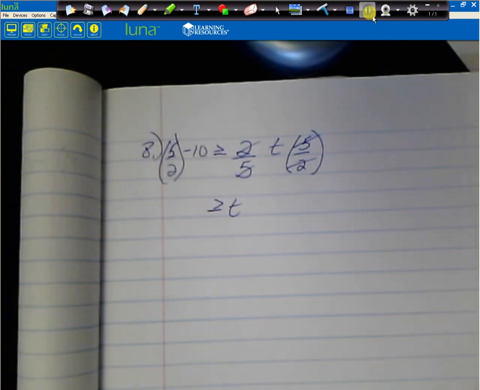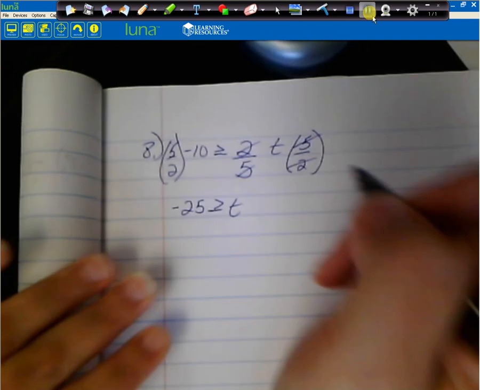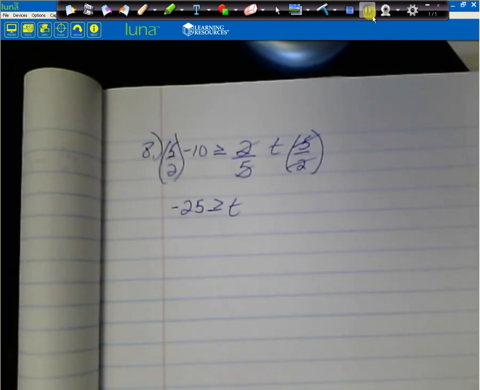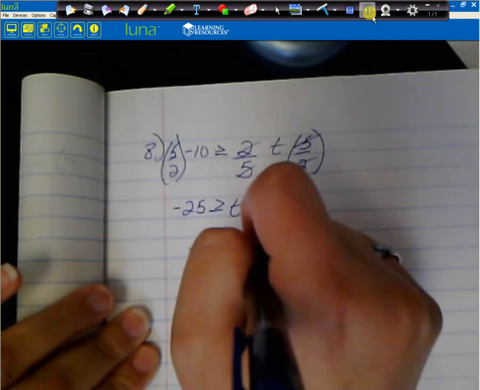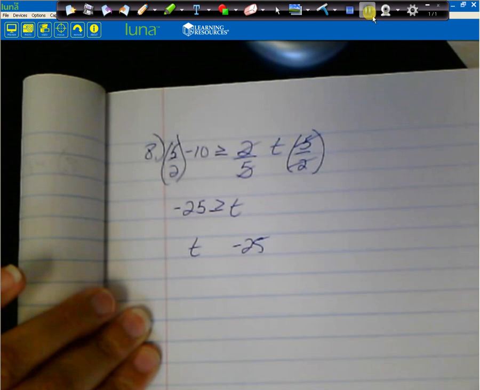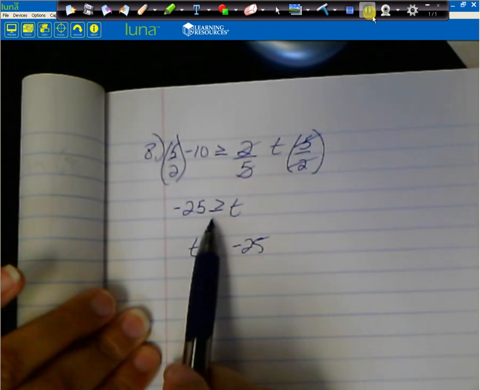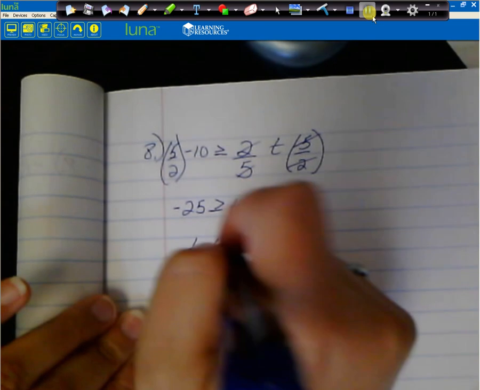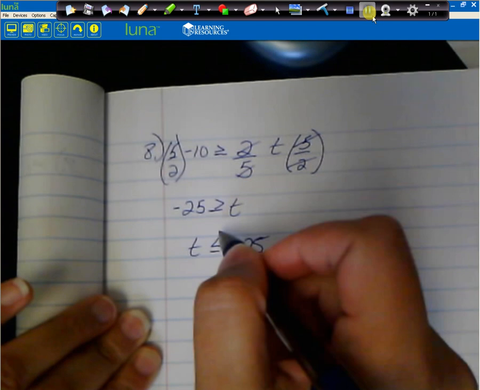And then when I say 5 over 2 times negative 10, I get negative 25 is greater than or equal to t. Again, my t is not on the correct side here, so I'm going to have to flip that around. So my t is going to be on the left, my negative 25 is going to be on the right. Now I'm going to make sure that the alligator is still eating the negative 25 when I rewrite it, so it's still going to be pointing to the t.